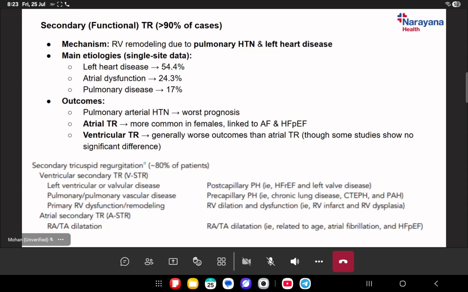Previously we always used to classify tricuspid regurgitation (TR) as functional TR and organic TR. And we used to ask students, what's the difference between functional TR and organic TR? The organic TR is where the tricuspid valve is diseased, either congenital or acquired, by infection or carcinoid syndrome, very rarely rheumatic and very rarely degenerative.